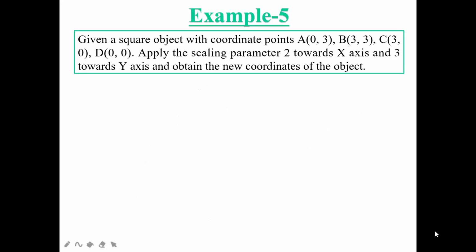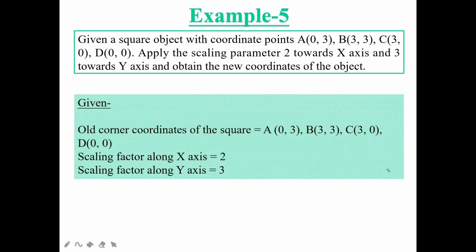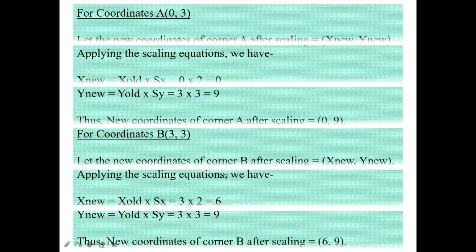Now, moving to the next slide, I have an example. Here you can see I have a square object where the coordinate points are A, B, C, D. You are going to apply the scaling parameter 2 towards the x-axis and 3 towards the y-axis, and you are going to obtain the new coordinate object. How are you going to do it? Here you can see what is given. The old corner coordinates of the square are given, and the scaling factor Sx is given as 2 and Sy is given as 3.